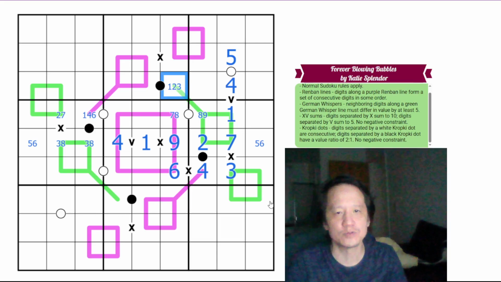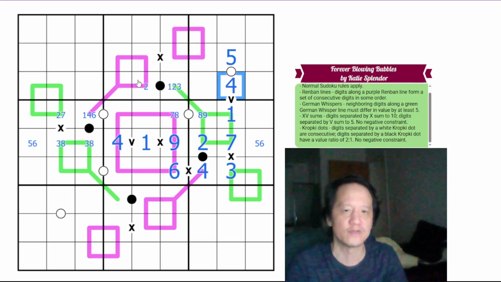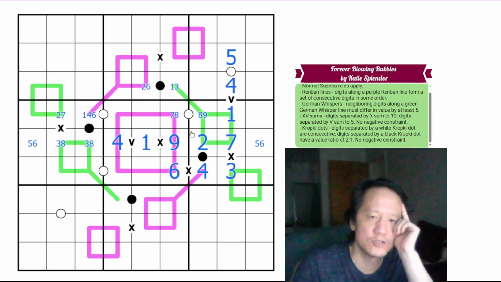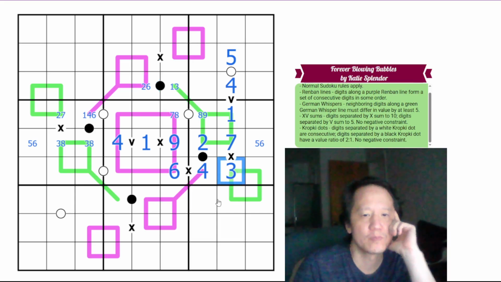So it's 1, 2, 3, or 4, but cannot be 4 because of the 4 in the row. If this is 1, this would be 2. If this is 2, this would be 1, but that's not possible. So this can't be 2. If this is 3, this is 6. So this is either 2 or 6 here.